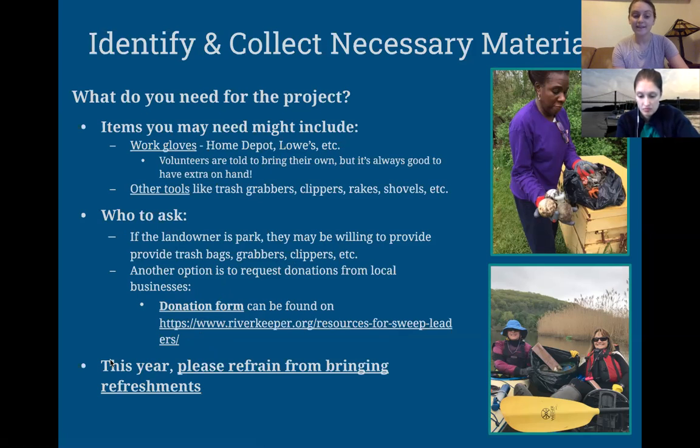And then the last thing here, in terms of necessary materials, we're asking volunteers to bring their own water and refreshments this year. In the past, sweep leaders have been really generous and donated their own refreshments for their volunteers, but this year we're asking that sweep leaders refrain from doing that for obvious reasons.